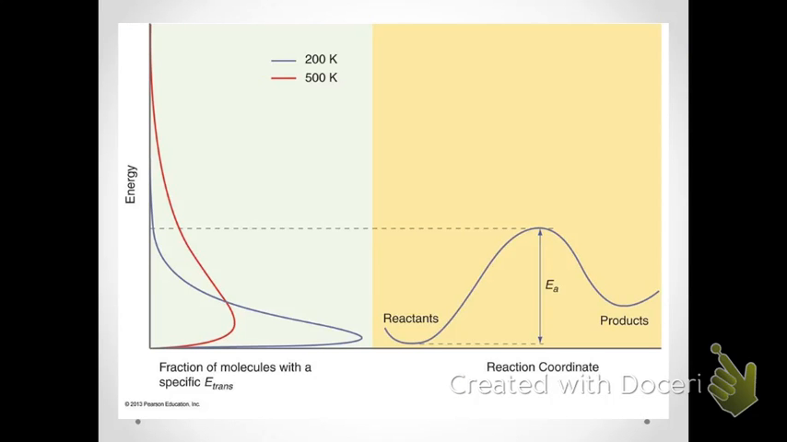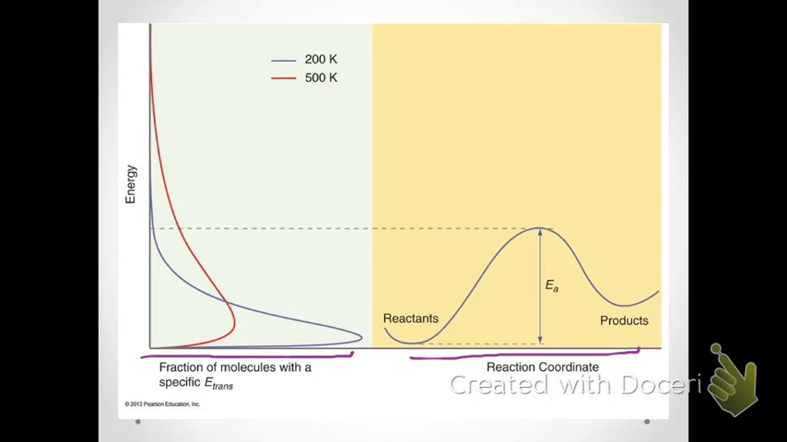Now, if we look at this business about collision frequency, or excuse me, the collision energy dependence, on the right side we have our activation energy curve with the reaction coordinate, and here on the left what we have is a plot that shows the fraction of molecules with a specific translational energy as a function of temperature.